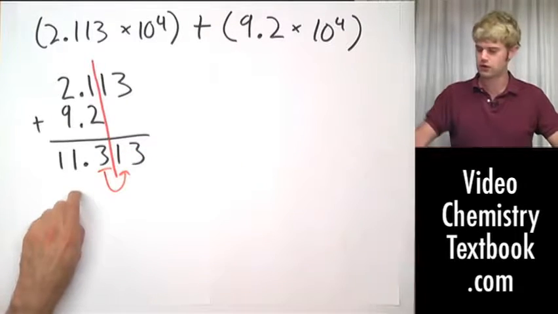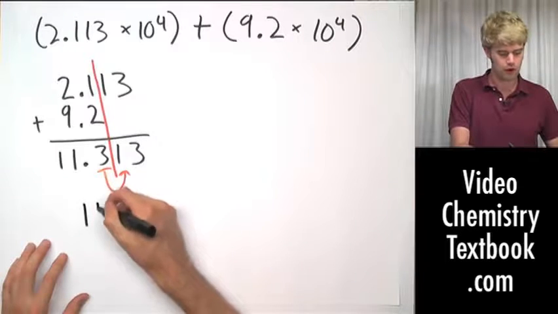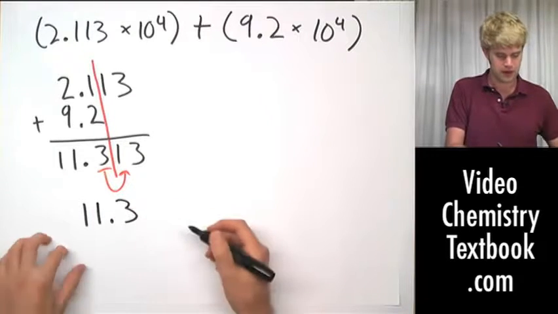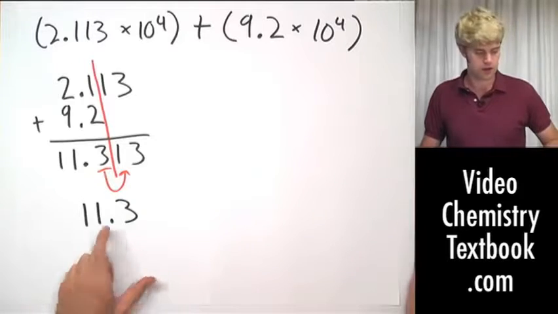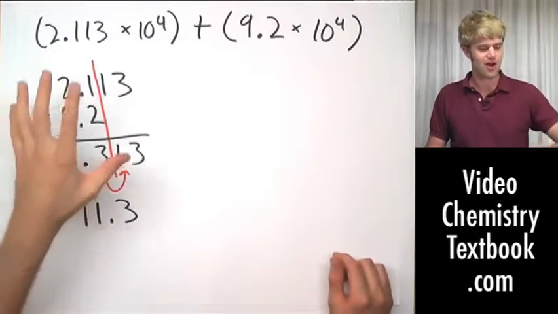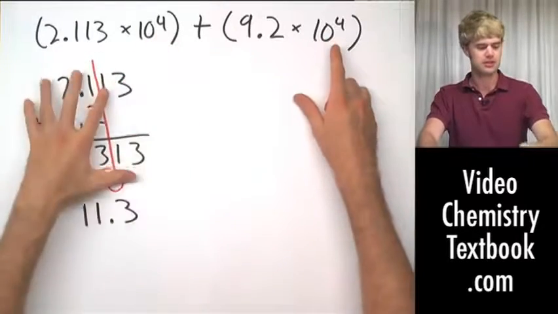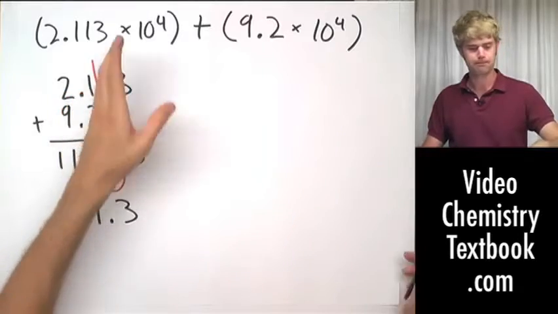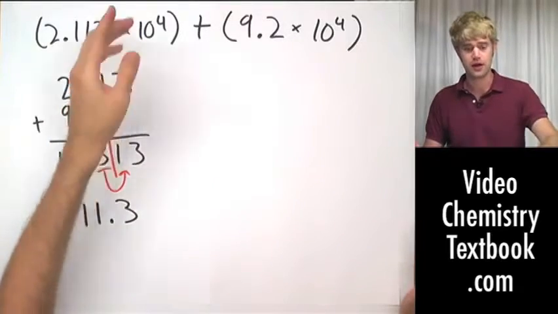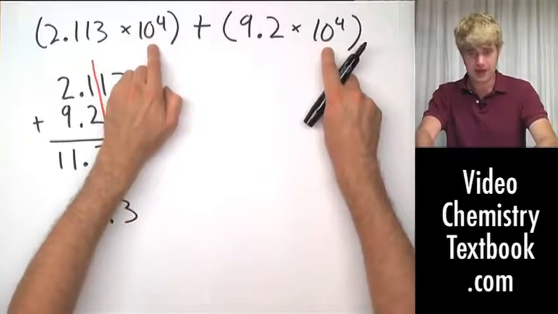I keep the 3. I look to the 1. Do I keep it the same or round up? It's a 1, so I keep it the same. 11.3 is this first half of the equation. I paid attention to significant figures here, and I didn't pay any attention to the 10s raised to the power when I did this part of it. Okay? Since it's addition and subtraction, we just keep this 10 to the 4th.